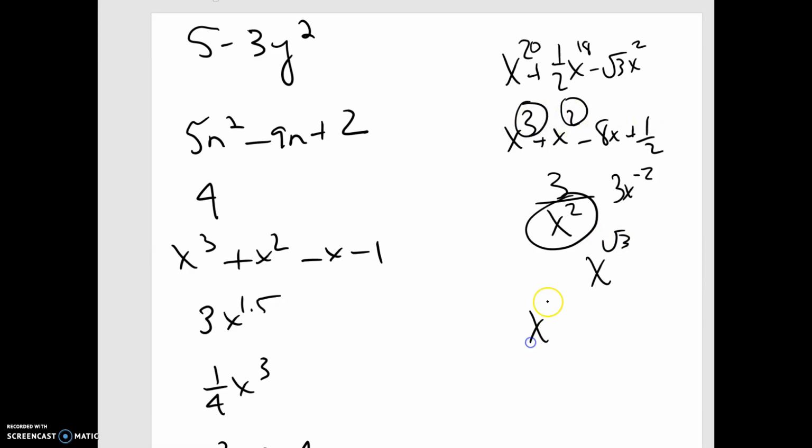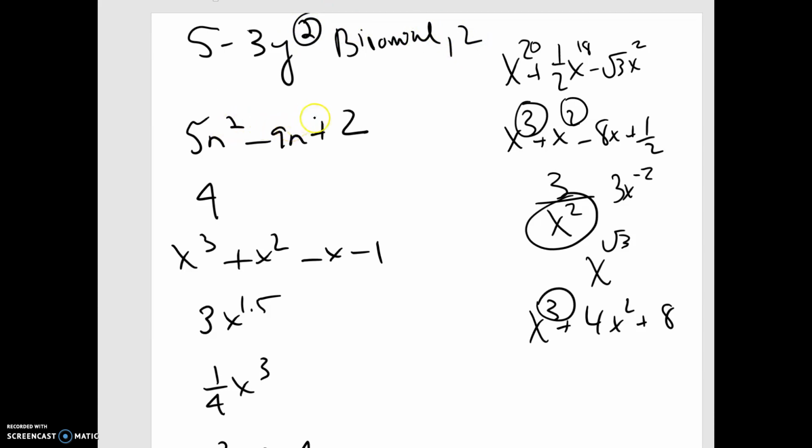The degree is the highest one. So if I give you something like this, the degree of the whole polynomial would be 3 because that's the highest exponent. So the first one has 2 parts to it, so like a bicycle, so we call that a binomial. And the degree is the highest one, so it's 2.